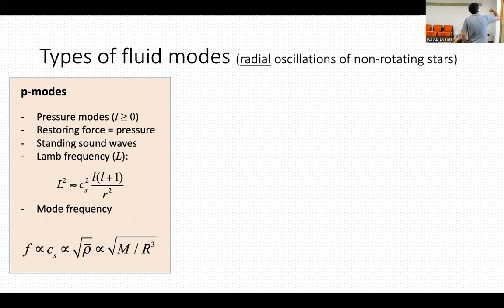When you have just a radial oscillation with a non-rotating star, if you are analyzing the fluid perturbation, you only have p modes. The restoring force is pressure, they are produced by standing sound waves, and they are related with something called the Lamb frequency, which is related with the speed of sound inside the scenario. The frequency of the mode will evolve with the change of the speed of sound, essentially, which depends on the mean density of the system.